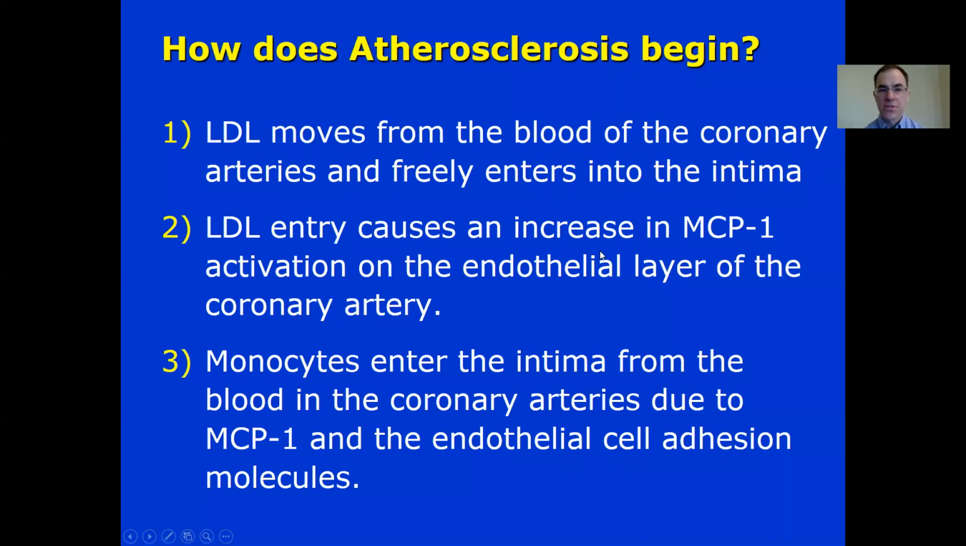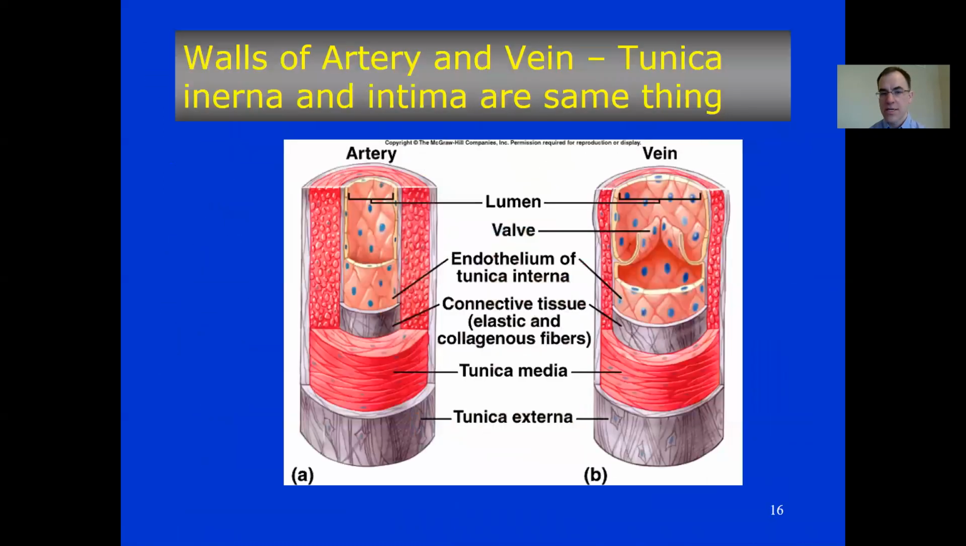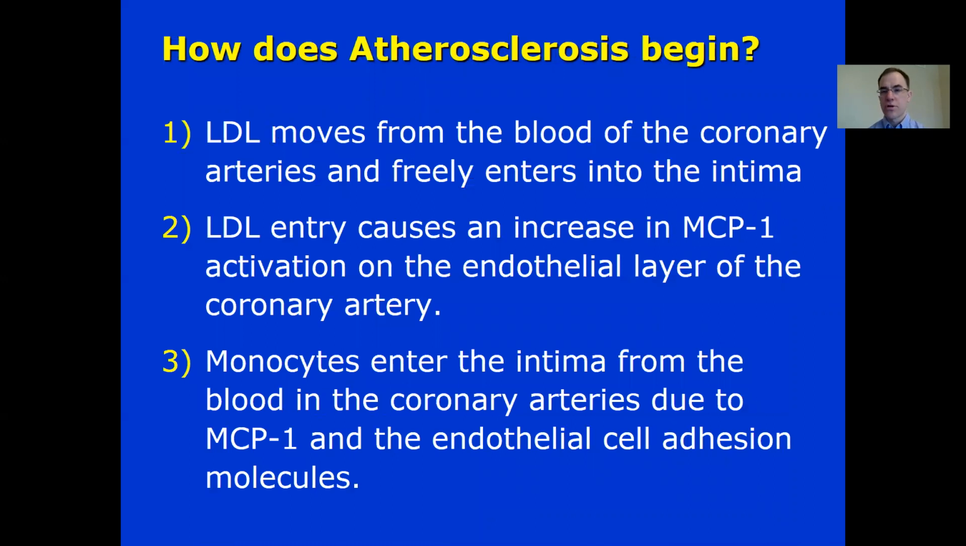Okay, so now that we've had an opportunity to understand the development of a monocyte and how that ends up becoming a macrophage, we're now going to talk about how atherosclerosis begins. In particular, how this LDL gets into the intima of the coronary artery, because it's that LDL that really starts to set off the development and progression of atherosclerosis. So that's what we're going to talk about now: how does that LDL get into the coronary artery intima to help begin this process of atherosclerosis.